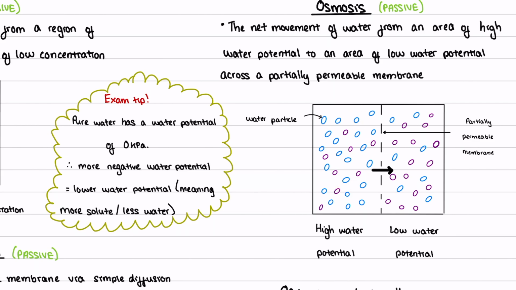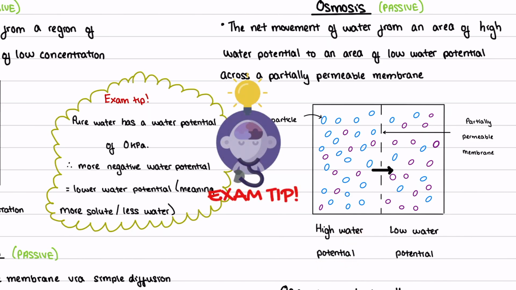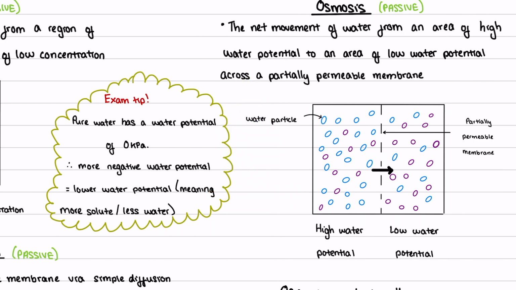Now, the difference between osmosis and diffusion is that it's the same, but osmosis is specifically for water. Hence, for water, instead of using the term high water concentration, the scientifically correct terminology is high water potential. Now, in your exam, if you are asked for the definition of osmosis, always remember to add the last bit, across the partially permeable membrane.